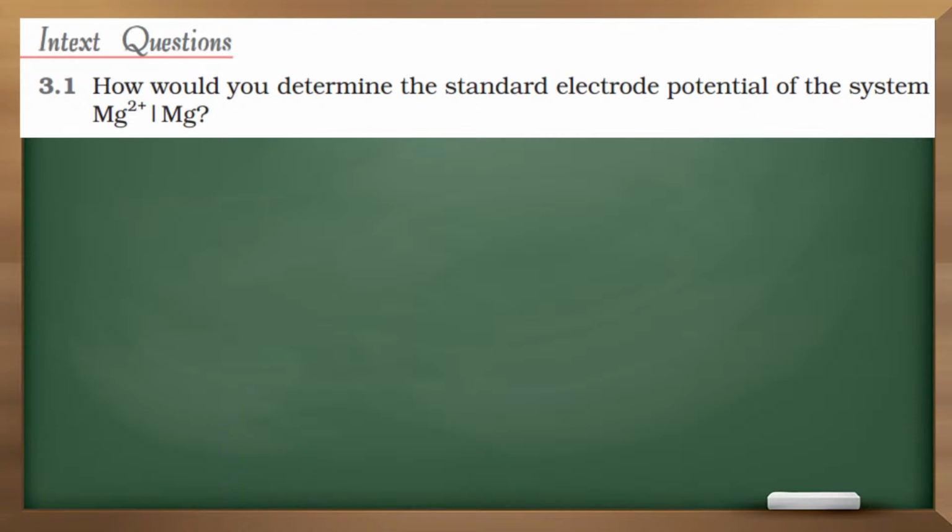So just attach this electrode, because you know the standard electrode potential of a single electrode cannot be calculated or determined. It is impossible. So we attach this electrode to the hydrogen electrode. Mg2+/Mg, that we will attach to the hydrogen electrode.